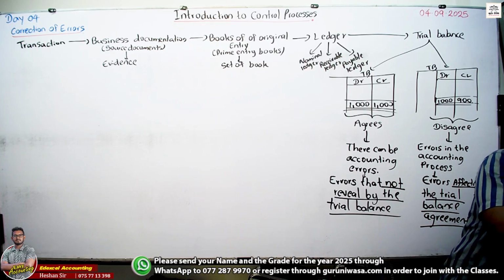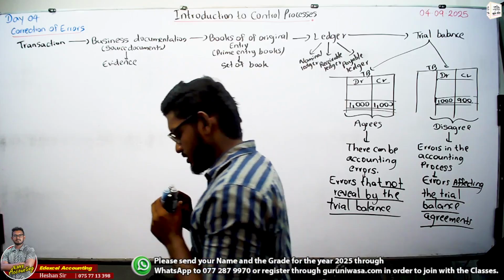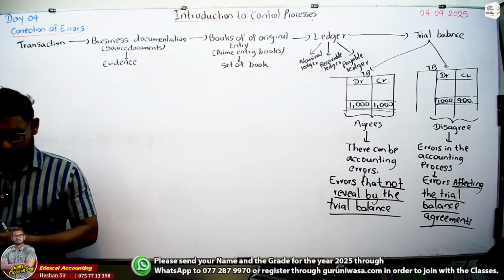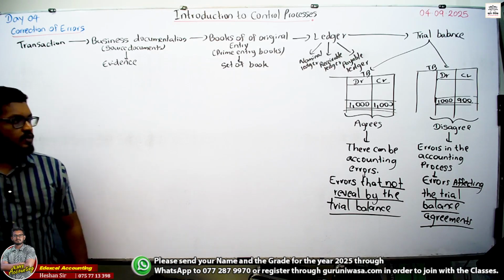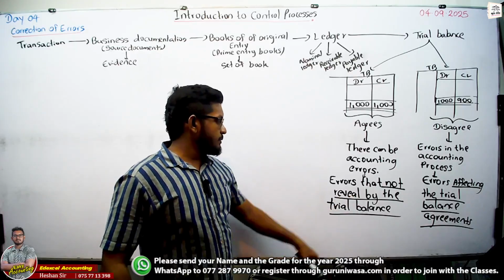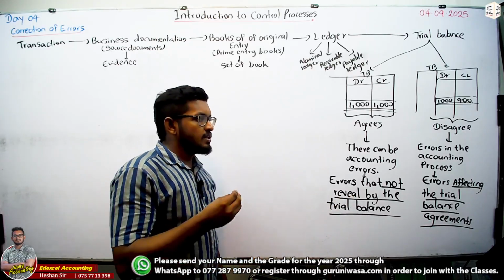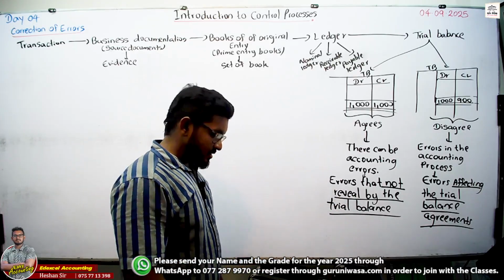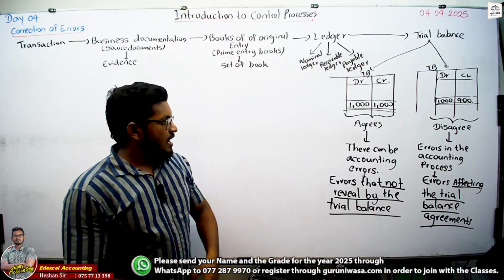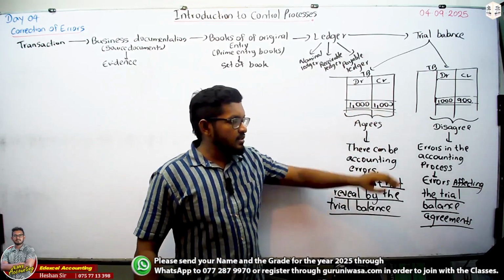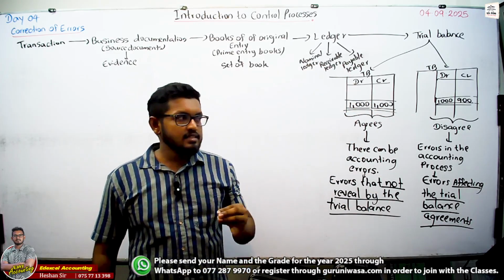Right. So this is all about the summary, right? Now we are starting from the errors not revealed by the trial balance. What does that mean? The trial balance agrees, both sides are balancing, but there are errors in the accounting process.